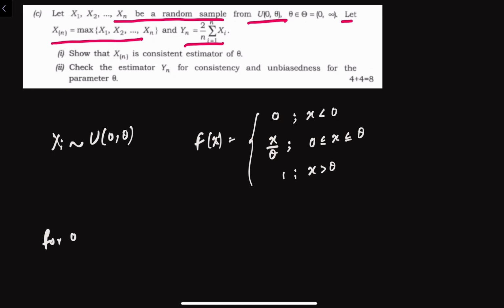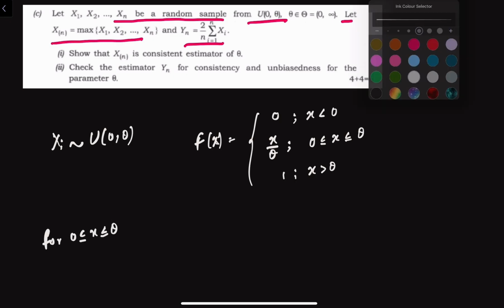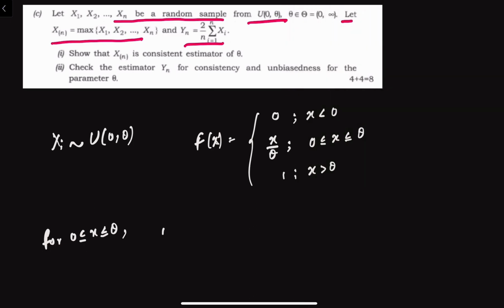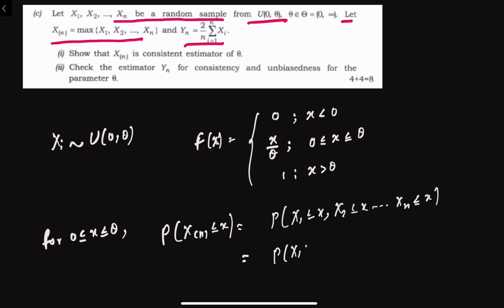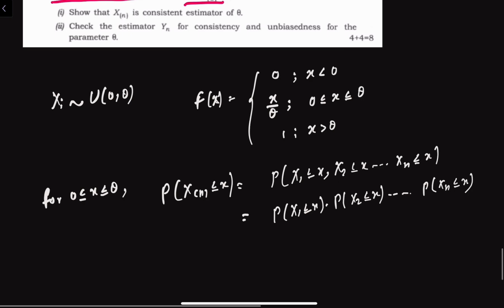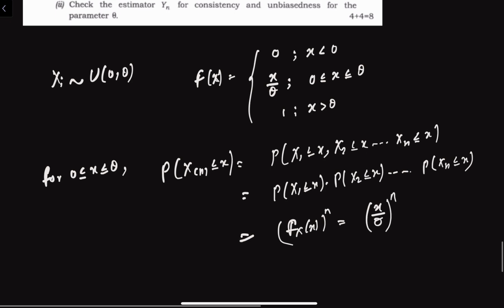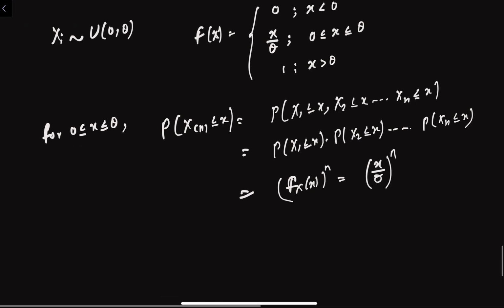So for 0 less than or equal to x less than or equal to theta, we have the probability of X of n less than or equal to x is the probability of X1 less than or equal to x, X2 less than or equal to x, and so on, Xn less than or equal to x. So that is the probability of X1 less than or equal to x into the probability of X2 less than or equal to x, and so on. That is F of x whole to the power of n, which is x by theta whole to the power of n for x belonging to 0 to theta.